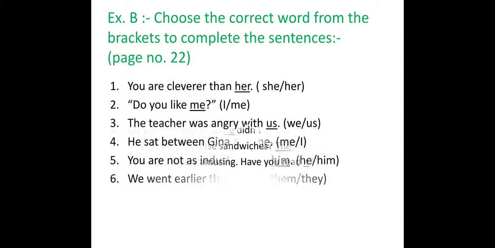Now we will see second exercise, exercise B. Choose the correct word from the brackets to complete the sentences. In this exercise we are having some bracket words and we have to find out the correct one. So I have written the answer. So please write it down in your textbook with pencil.